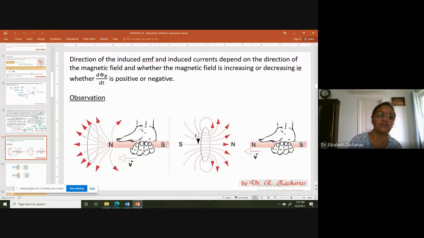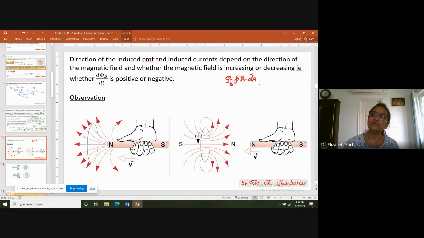So we can sum up all this and say that the direction of the induced EMF and induced current depended on the direction of the magnetic field and whether the magnetic field was increasing or decreasing as a function of time. Of course, we stopped using the word magnetic field. We were talking in terms of magnetic flux, where magnetic flux was the integral of B dot dA. So instead of talking about change in magnetic field, we can talk about change in magnetic flux. That will be more general, and why it is so, we'll discuss a little later.